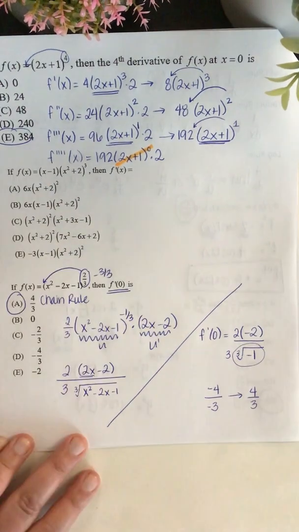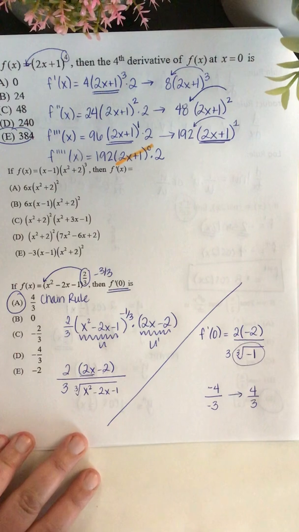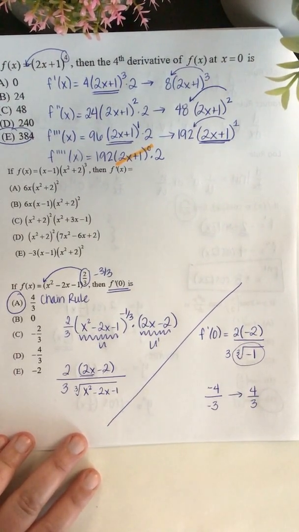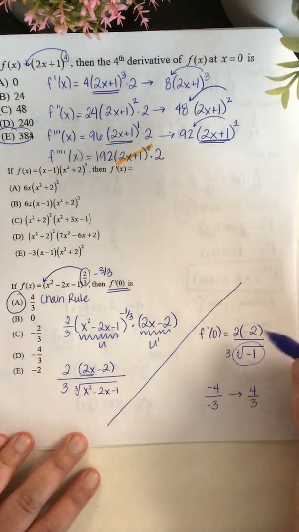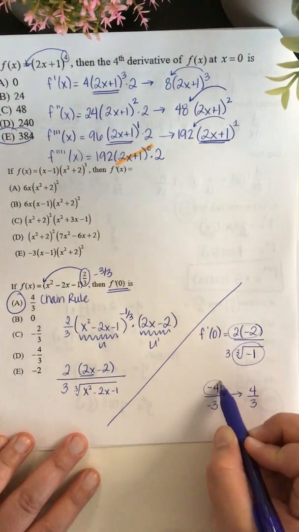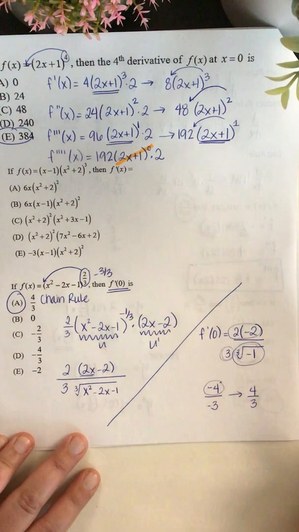4/3. Okay. Square root of negative 1, is that because it will be an imaginary number? It would be imaginary. And you're only working with real numbers for the AP test. So that's why you don't have to worry about any. How did you get to negative 4 over negative 3? I just missed that. That's okay. So I did 2 times negative 2, and I got the negative 4. And then the cubic root of negative 1 is negative 1, but then I multiplied it with the 3.